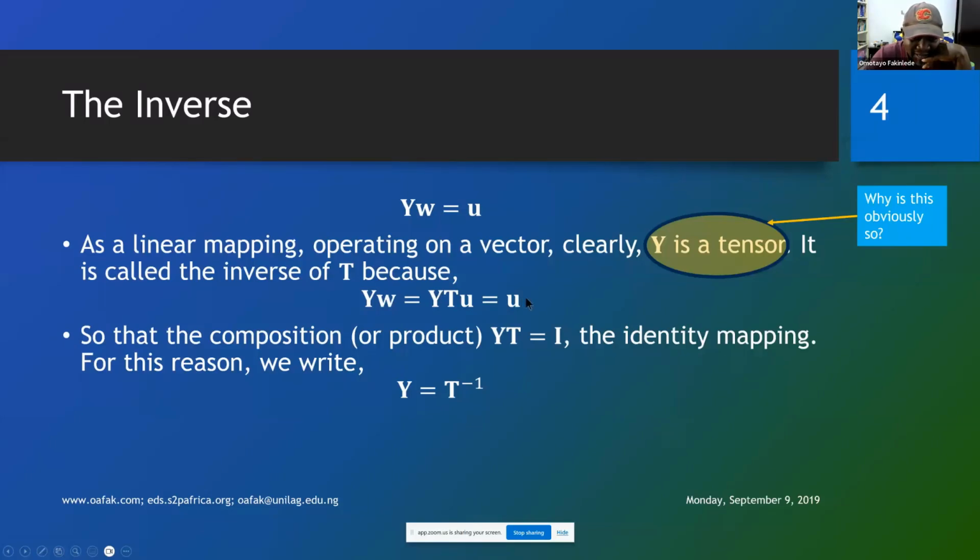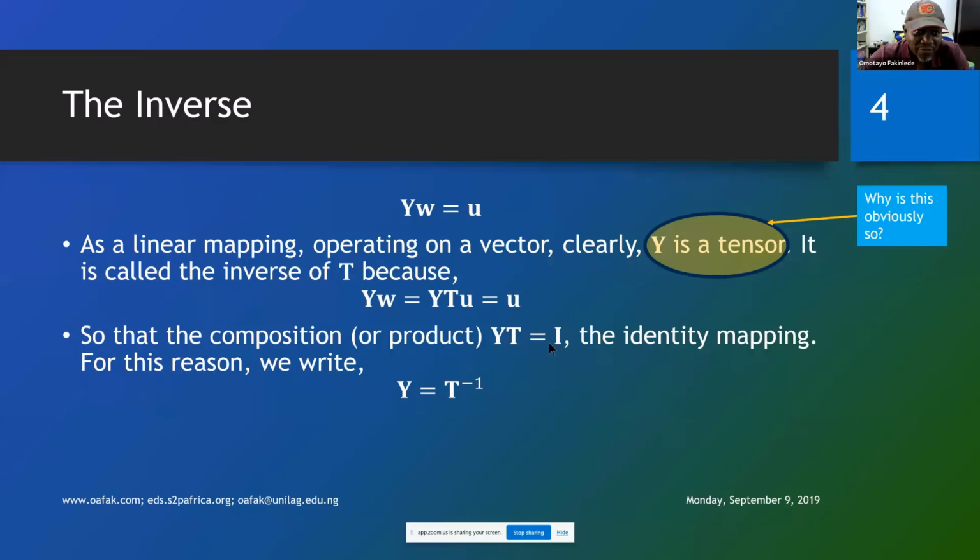That tensor is called the identity tensor. That is, YT is equal to I, the identity mapping, or the identity tensor, the identity transformation. For this reason, because YT is equal to I, we say Y is T inverse. So if we can find a Y, which is a linear mapping that does this, it's definitely a tensor, and it is the inverse of T.